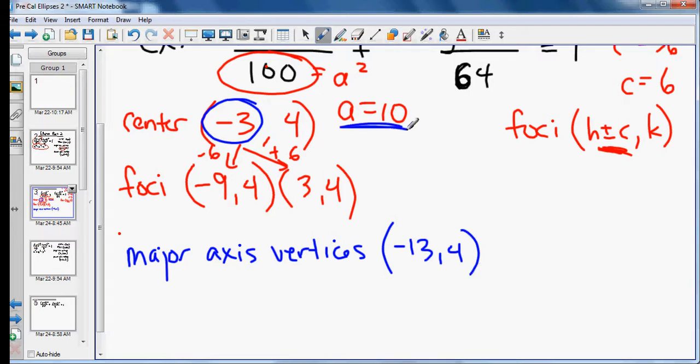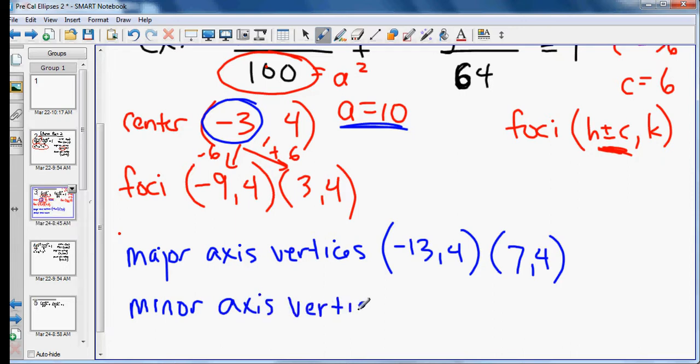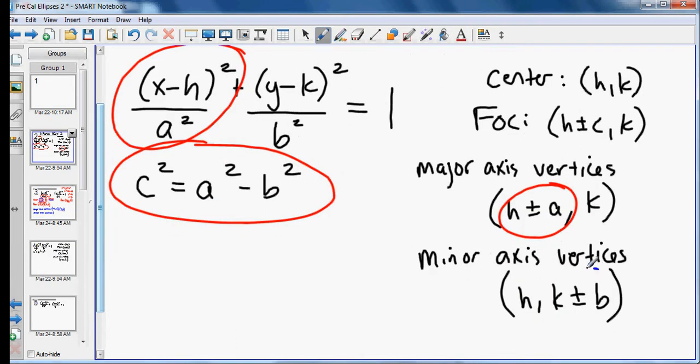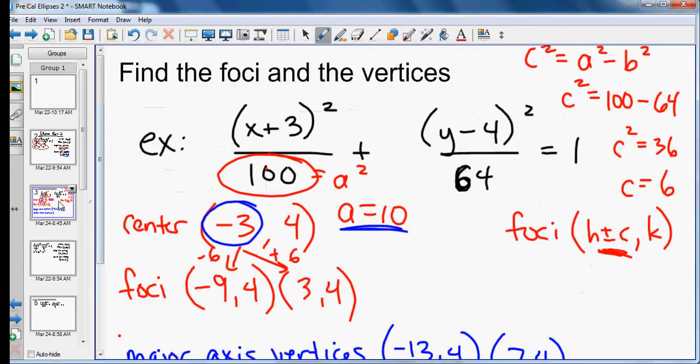Now, for the minor axis, I'm switching over. I'm going to add and subtract to the y value. I'm going to use b. It comes from the smaller denominator, I should say. So this is b squared because it's the smaller one. So if b squared is 64, b is equal to 8. So I need to add and subtract 8 from my y value.